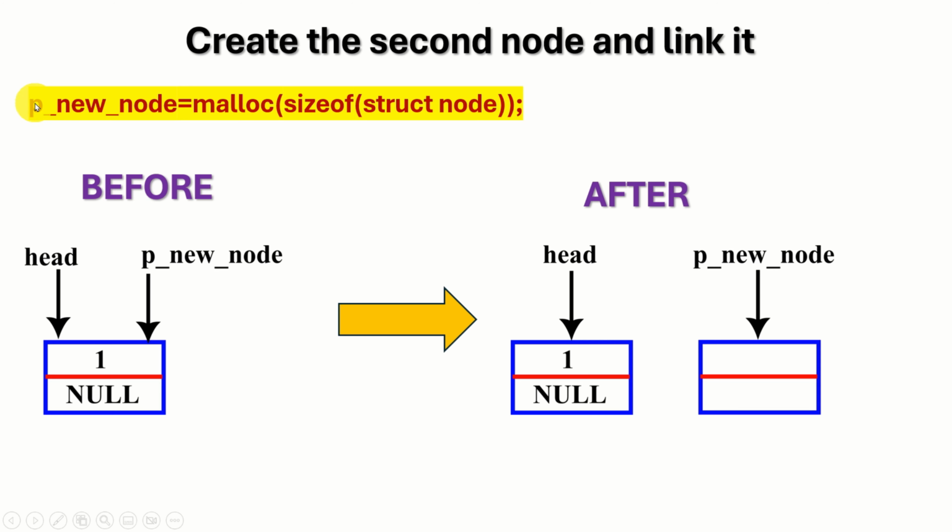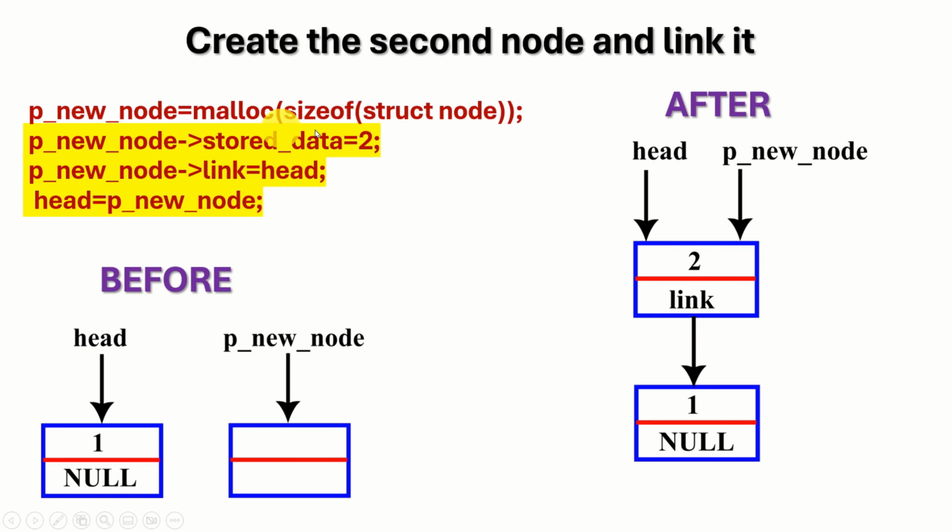After executing this line, we have this situation. Head still points to the first node inside of our linked list. However, pNewNode doesn't point anymore to the first node. It points to the newly created node in the memory space. And nothing is stored in this new memory space. This is our new node.